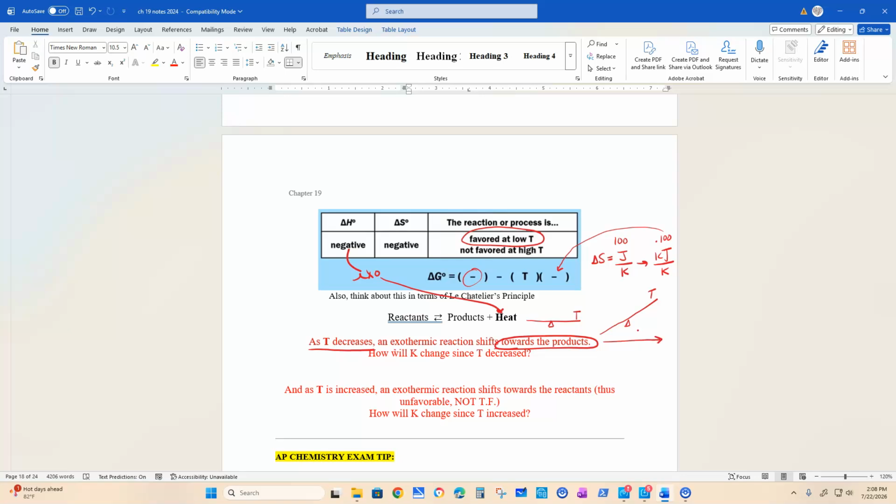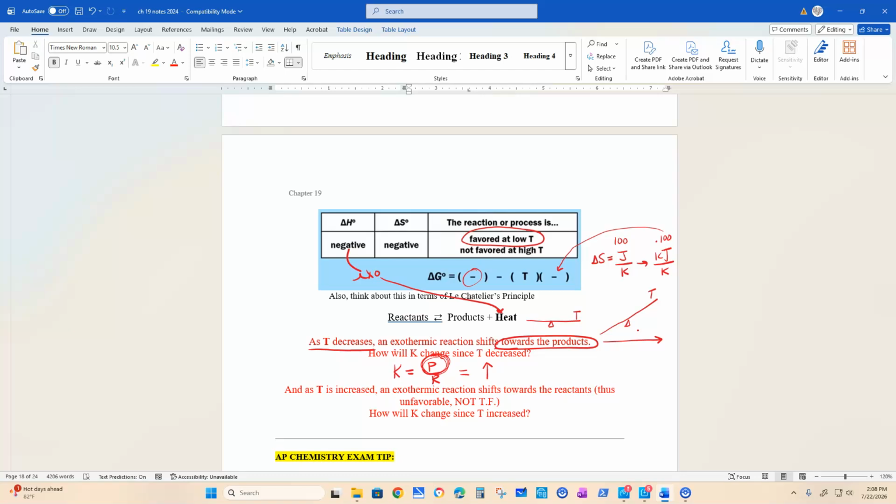So what will happen to K? Well, here we go. So my K is products over the reactants. And if I have to produce more products, my products are getting bigger and bigger and bigger. So that means my K is going to increase. Well, what if I think of the opposite?